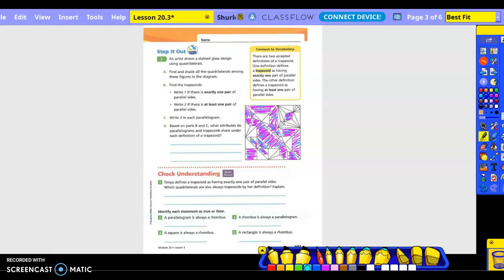Okay, then letter C, write 3 in each parallelogram. So parallelogram means there's 2 pairs of parallel sides. So this one over here would be a 3, a 3, a 3, a 3. Do I need a 3 anywhere else? I think that's it, right? Just those 4. Oh, no, right here. These 2 little ones. So there's 6 of them, right?